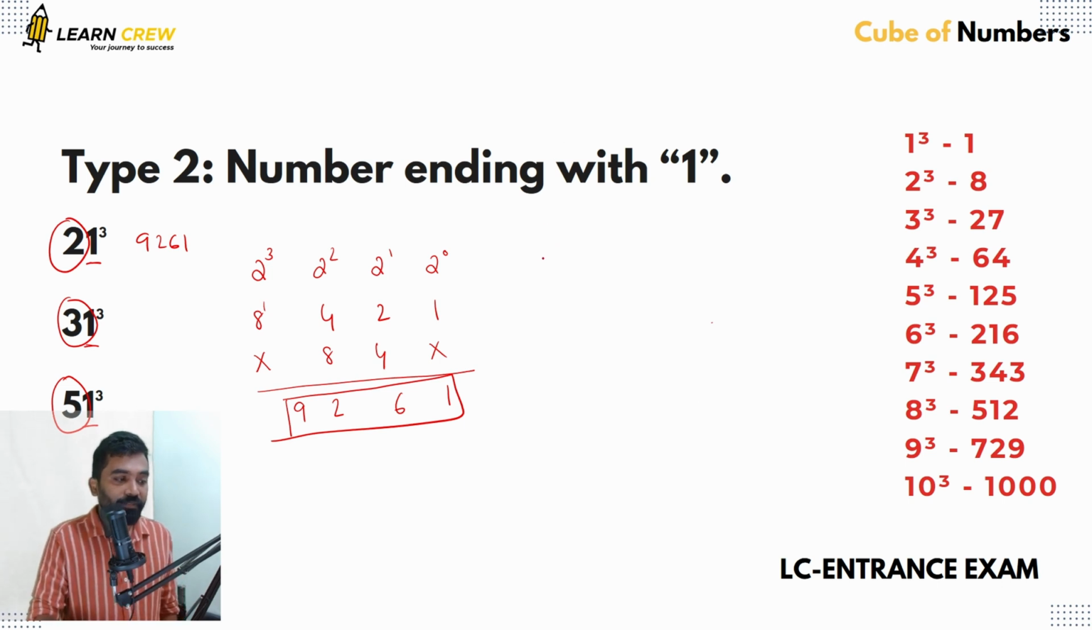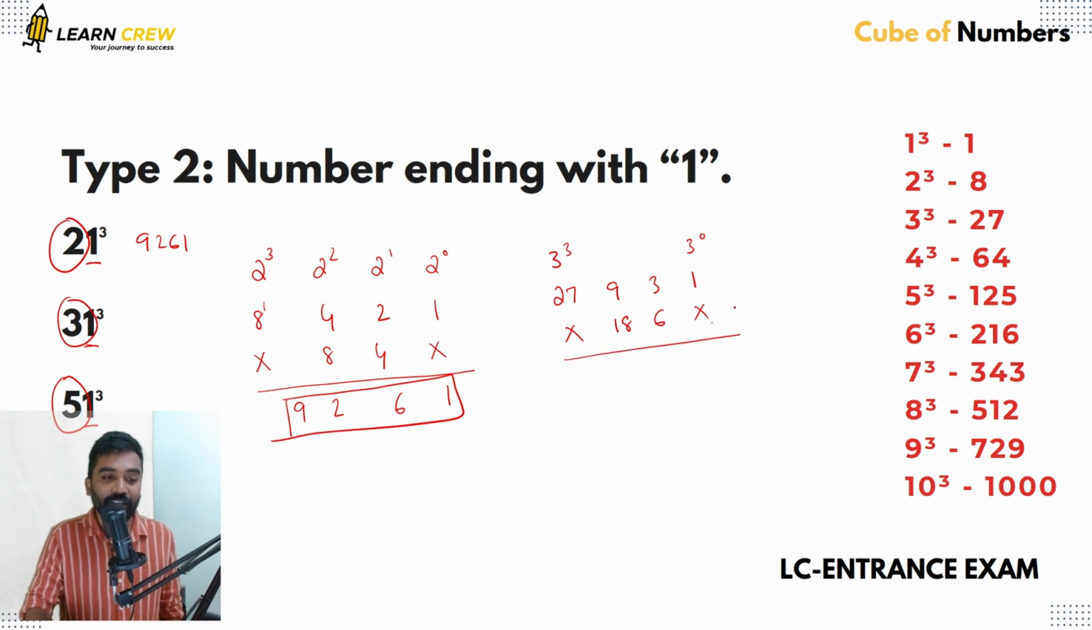Now, starting with the next number for 31Q, 3 power 3, it goes up to 3 power 0. 3 power 3 is nothing but 27, 3 square is 9, 3 power 1 is 3, this is nothing but 1. Omit the first and the last numbers and multiply the middle numbers by 2. This becomes 18, this becomes 6.